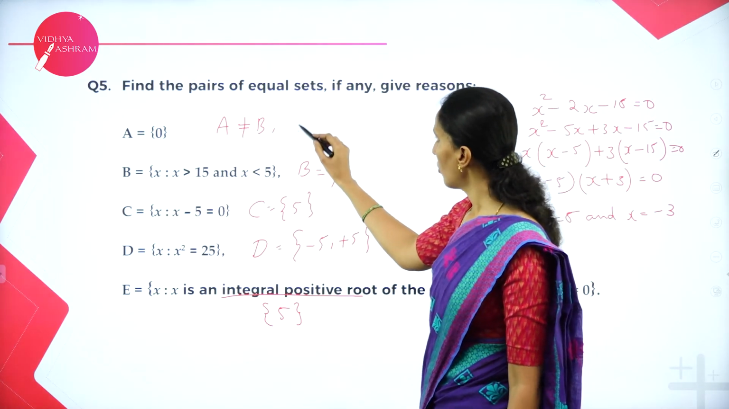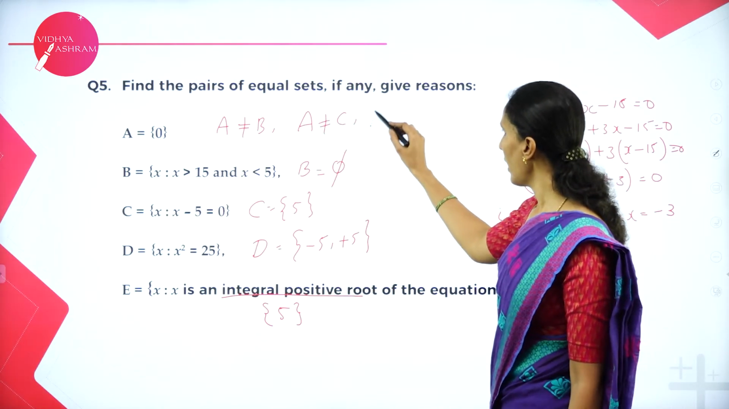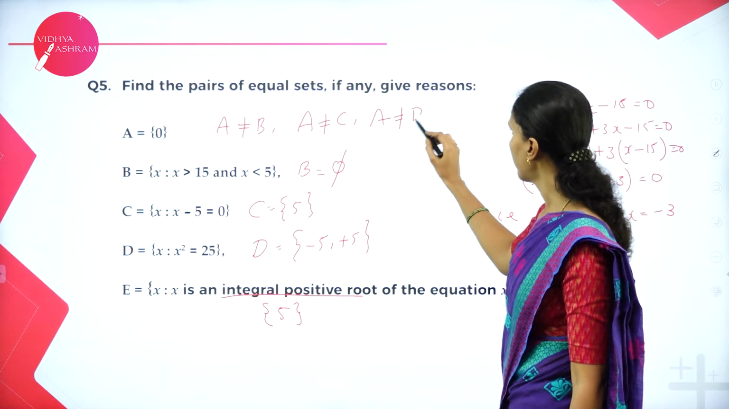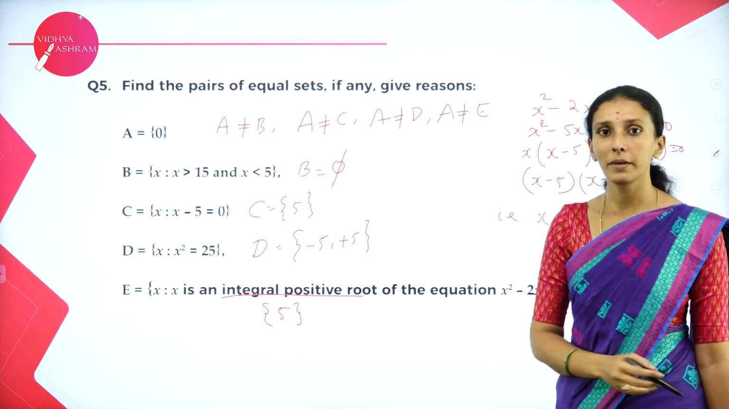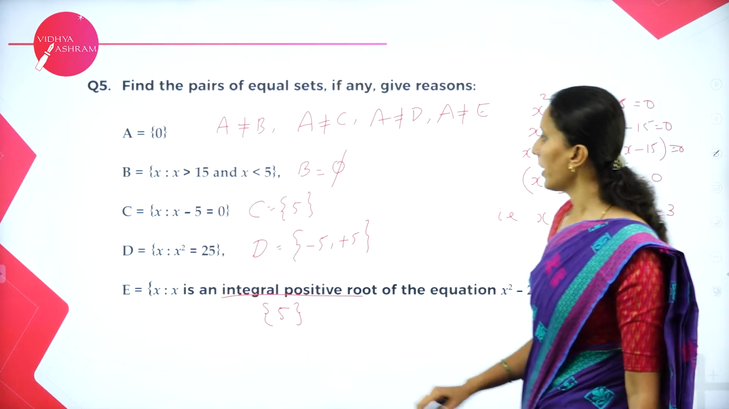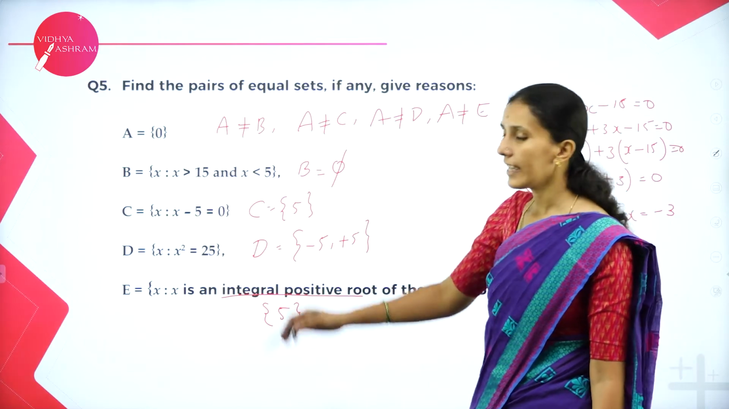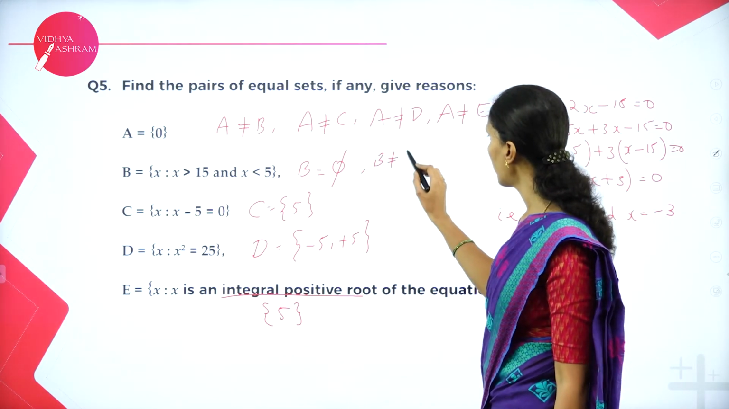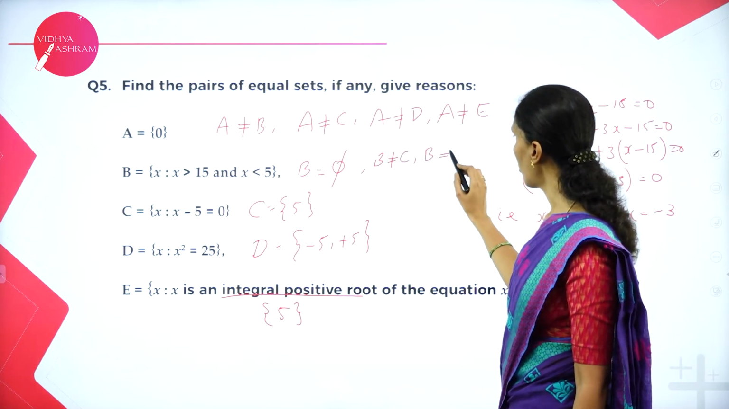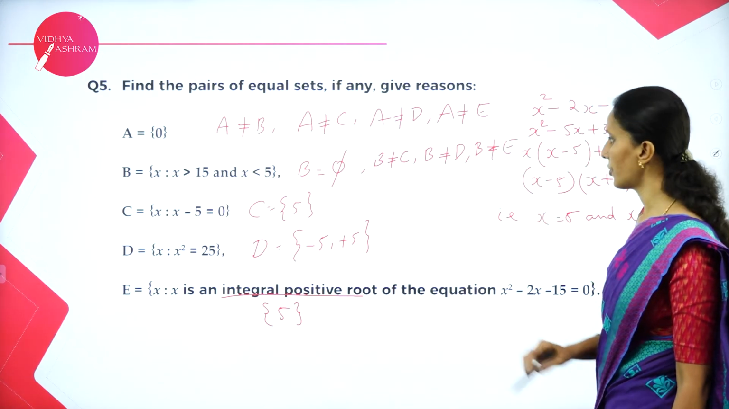Compare A and C. So A is not equal to C and A is also not equal to D, and A is not equal to E because no elements are the same here. Next we will compare B with C. B is an empty set. C contains the element 5. So therefore here B is not equal to C. Similarly B is not equal to D and B is not equal to E also.